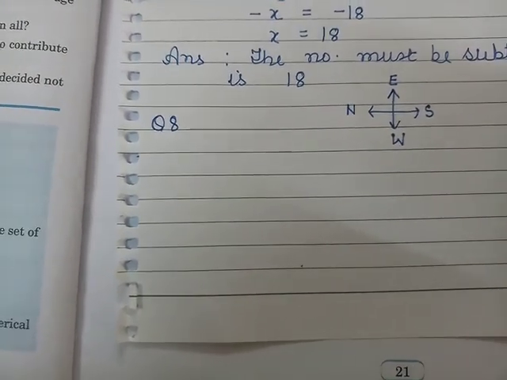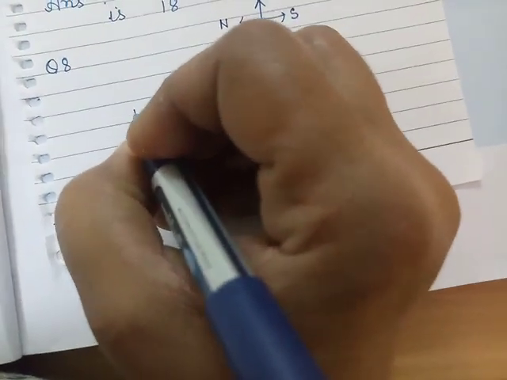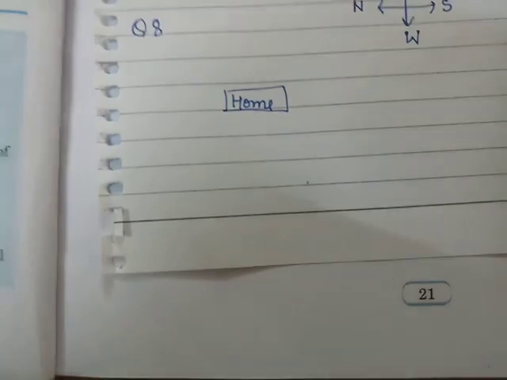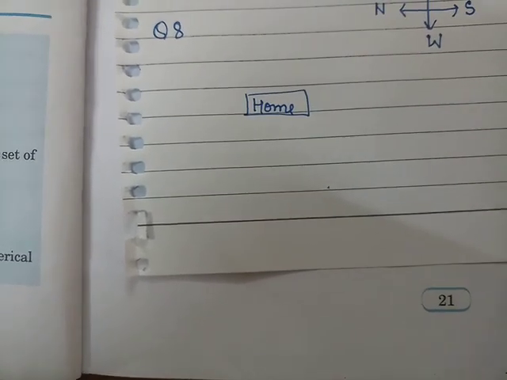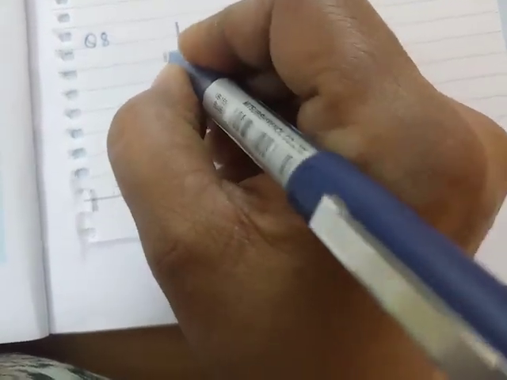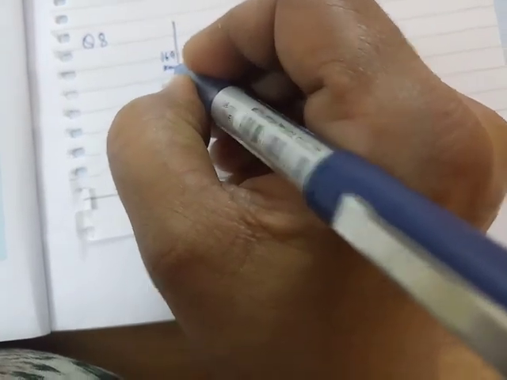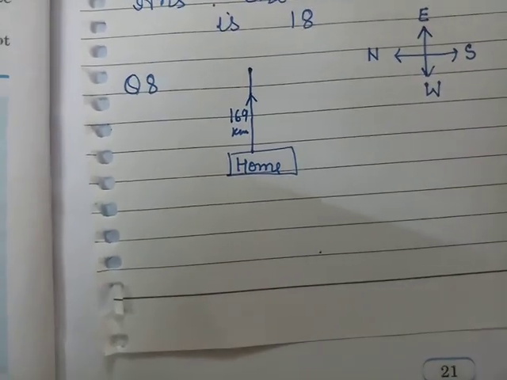They are saying a man starts from his home. Let his home be here. This is his home. Firstly, he moves 169 km to the east. So east is in the upside. So it moves 169 km in the east. Okay, I draw this way.